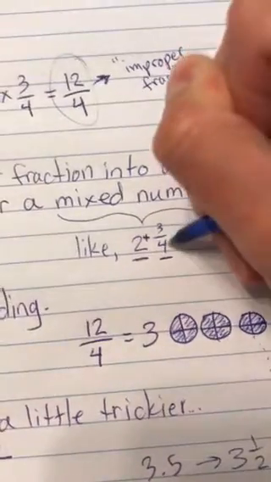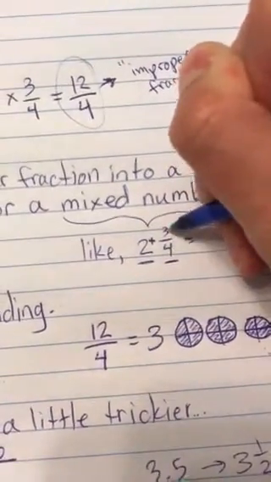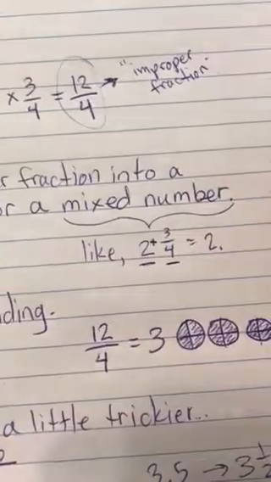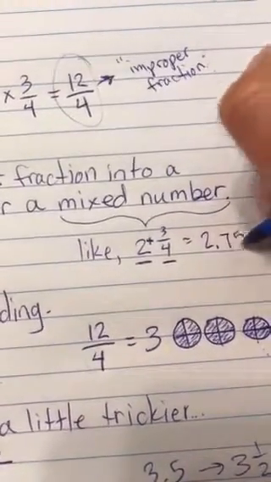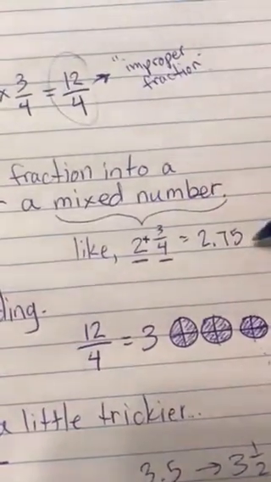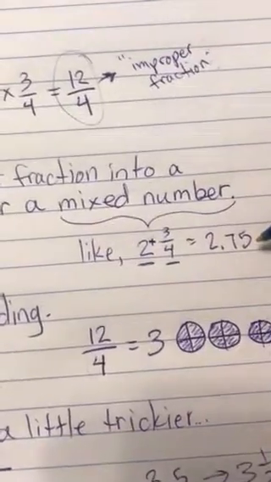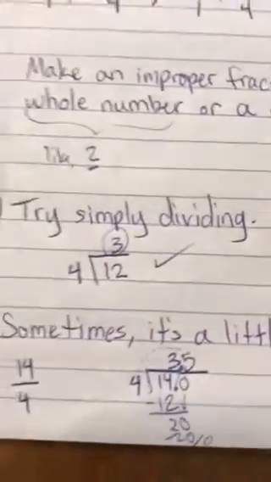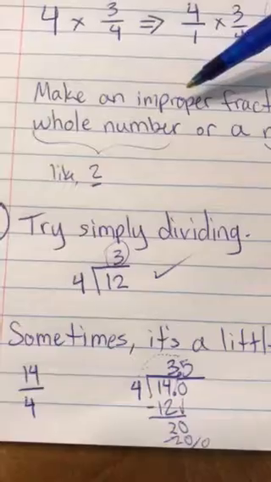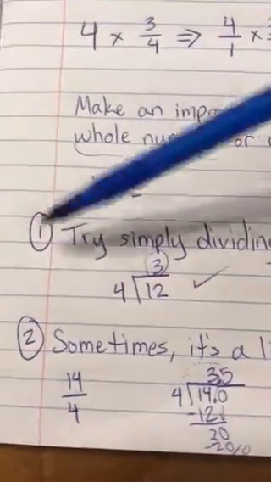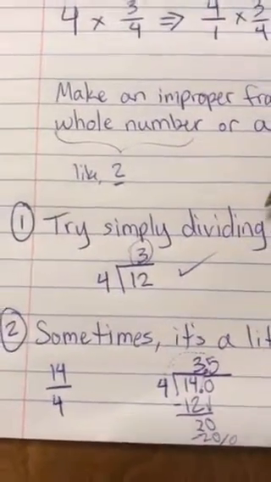Also known, if you think about quarters, if you have 3 quarters, how much money is that? That's 75 cents, right? So this is the same thing as 2.75. Okay? So in order to change an improper fraction into a whole number or a mixed number, the first thing you want to do is just try simply dividing.